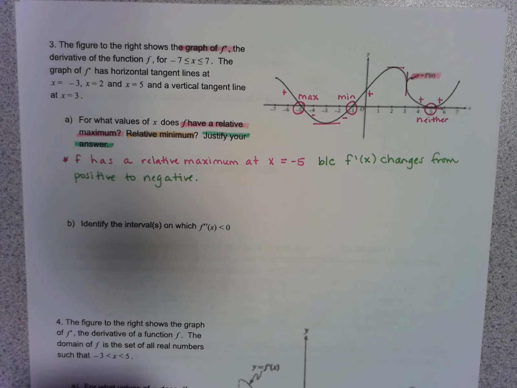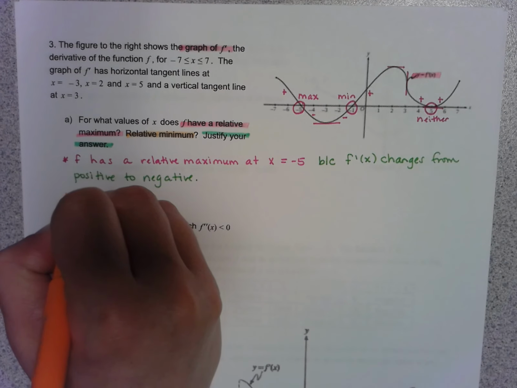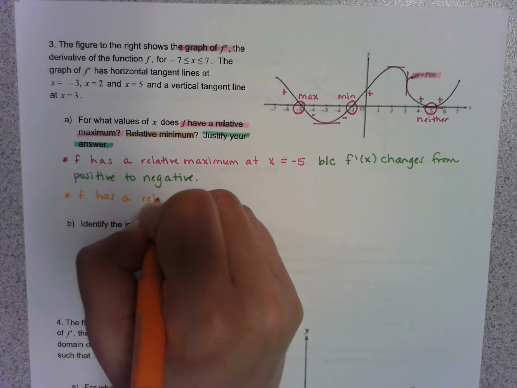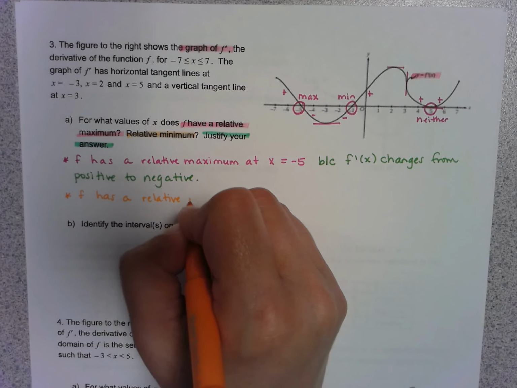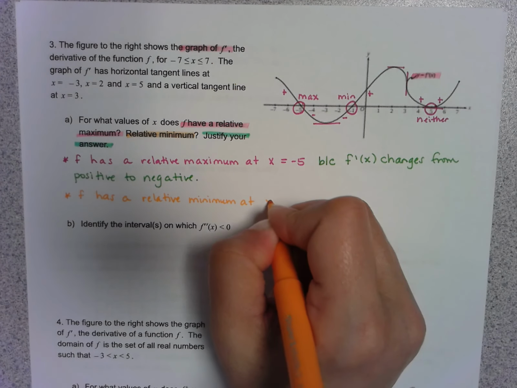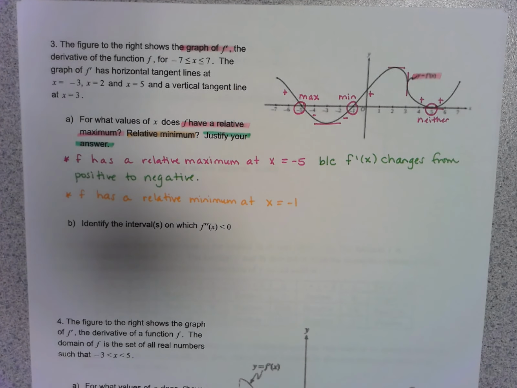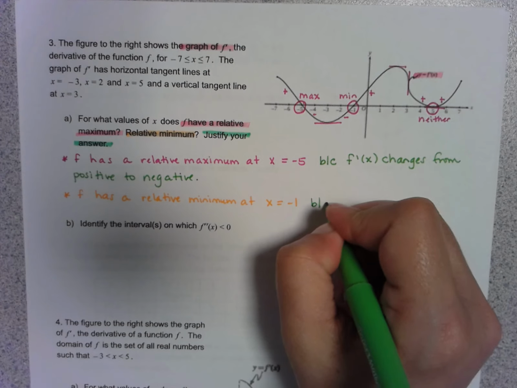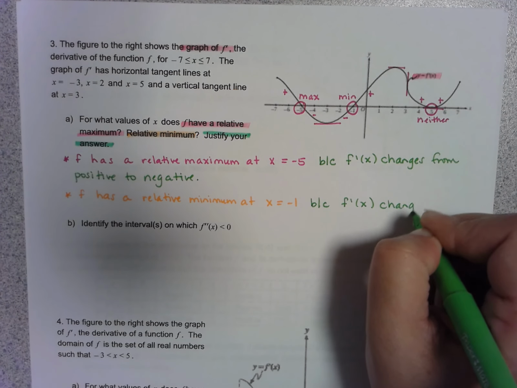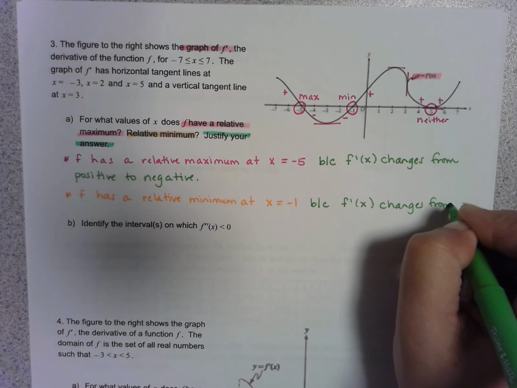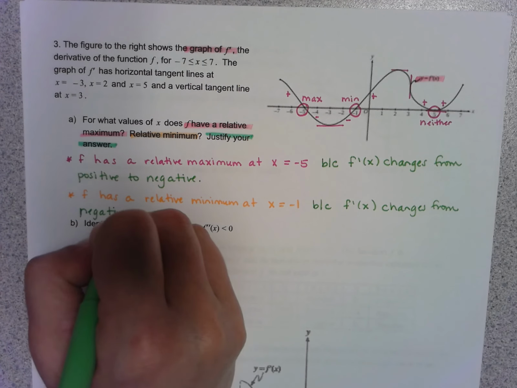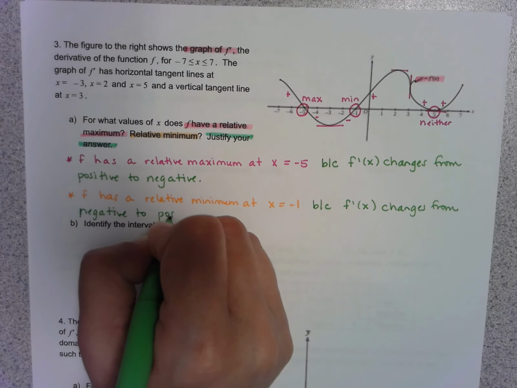The second part of the question says, when does f have a relative minimum? So we would say f has a relative minimum at x equals -1. And we would say because f prime of x changes from negative to positive.